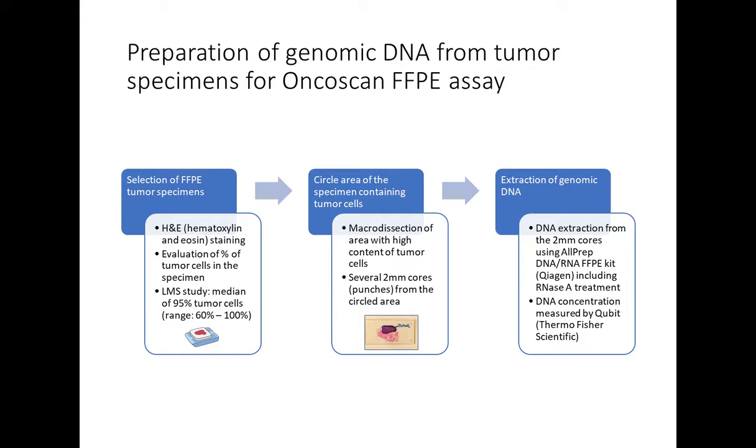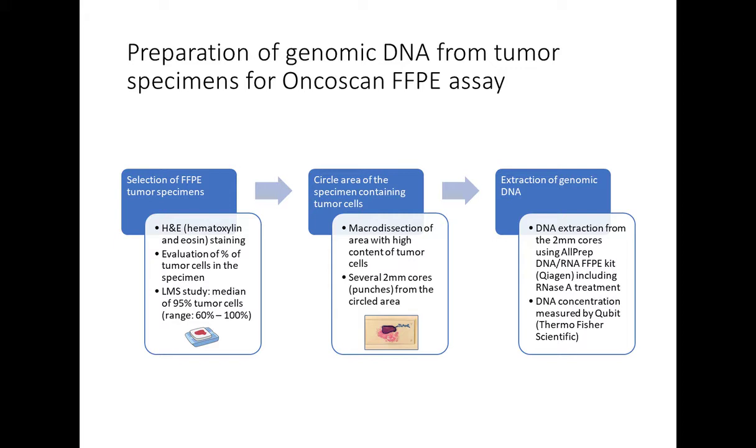An essential step in this process is selection of appropriate FFPE tumor specimens. First, we evaluate the percentage of tumor cells in the specimen based on H&E staining. For this particular study, we selected mostly the samples with 90–95% of tumor cells. Next, we performed microdissection of the FFPE tumor specimens by taking several 2mm cores from the area with high content of tumor cells. After that, we extracted DNA from these 2mm cores using the AllPrep DNA/RNA FFPE kit, including RNase treatment.